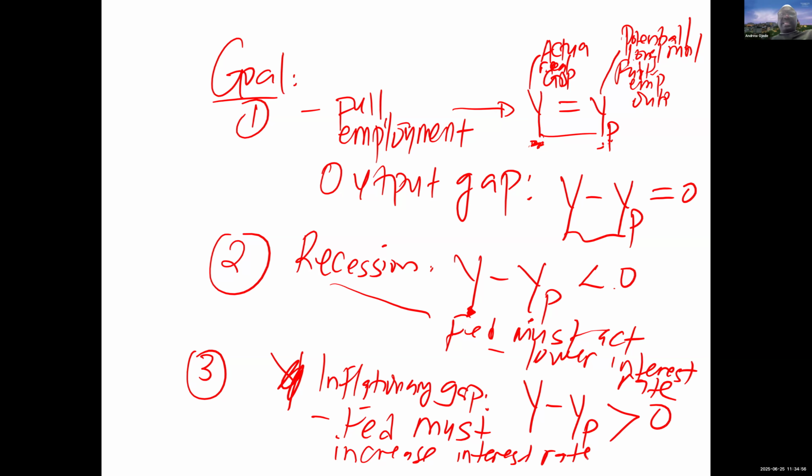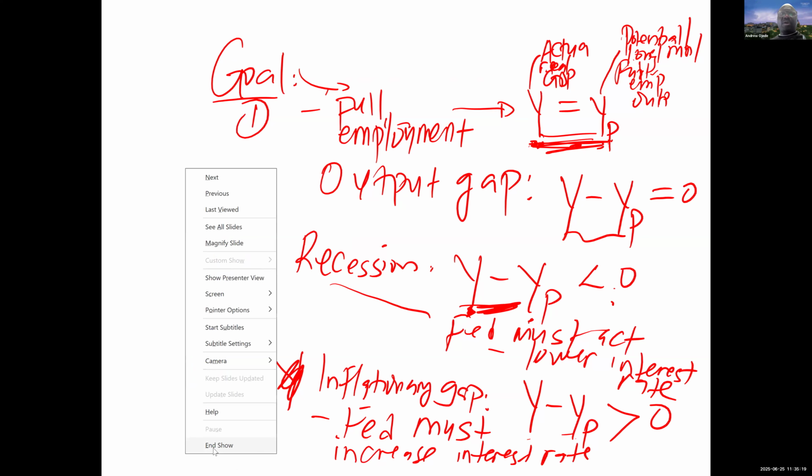So this is on output. That's goal number one, the goal of full employment. So the goal of the Fed is always going to be here. If output falls below full employment, the Fed is going to act by lowering interest rates. If output rises above the full employment level or potential level, the Fed is going to raise interest rates. That is a goal on output stability, or maximum employment.